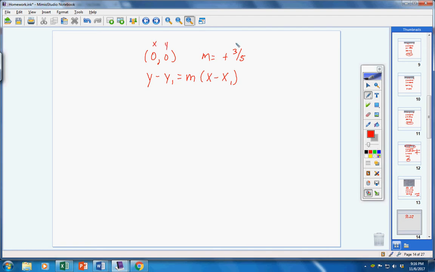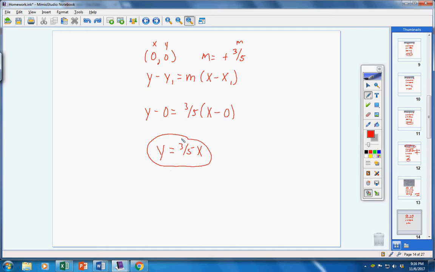x, y, m. So y minus 0 equals m, 3/5, times x minus 0. Y minus 0, of course, is just y. 3/5 times x is 3/5 x. 3/5 times 0 is 0. And of course, anything minus 0 is just itself. So there we go. Y equals 3/5 x.